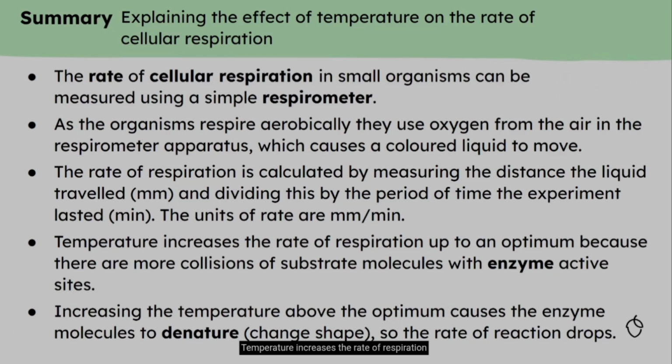Temperature increases the rate of respiration up to an optimum because there are more collisions of substrate molecules with enzyme active sites. Increasing the temperature above the optimum causes the enzyme molecules to denature, change shape, so the rate of reaction drops.